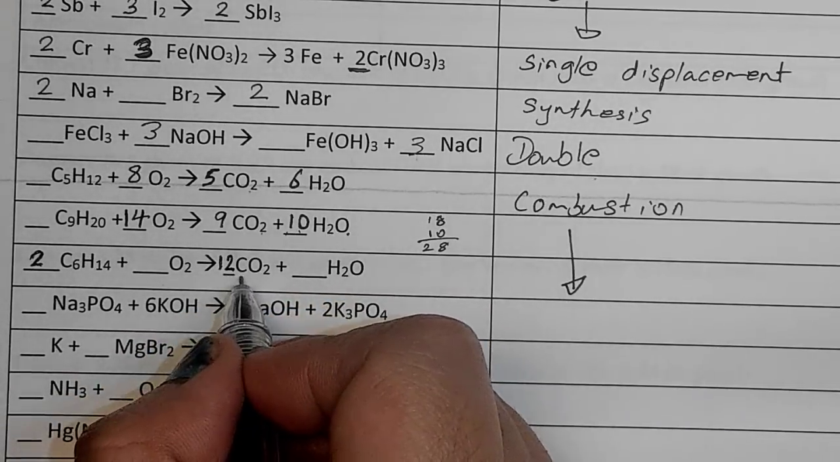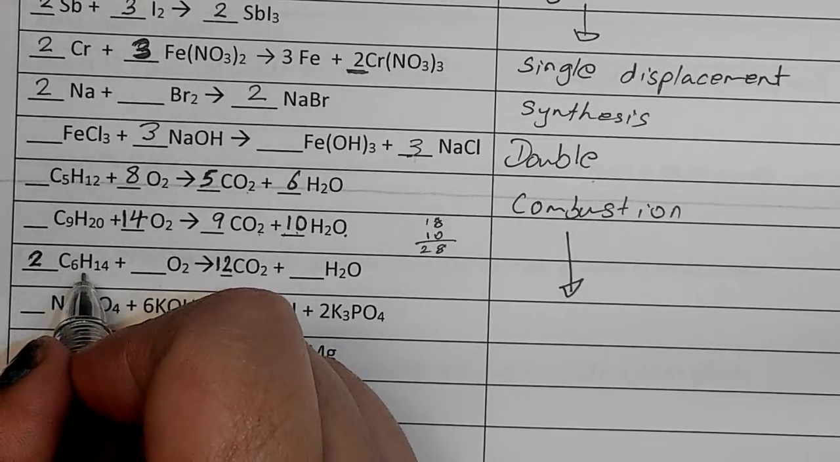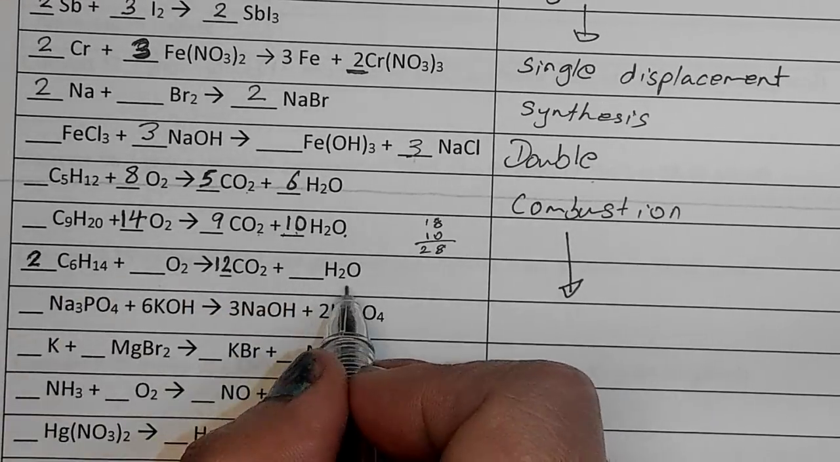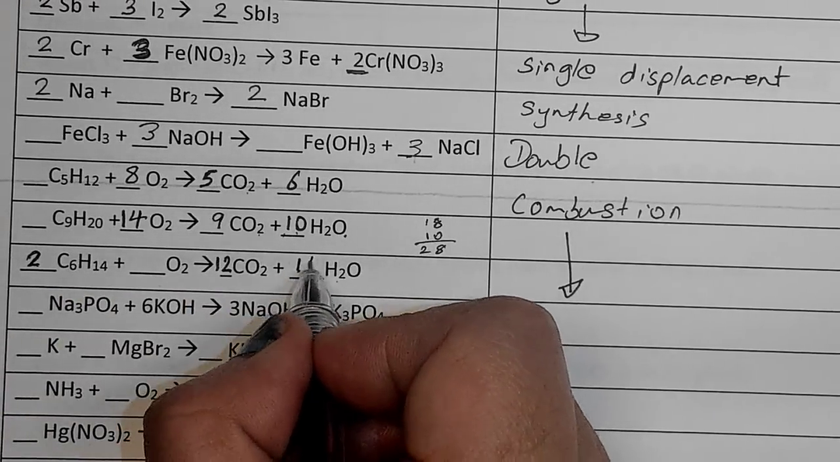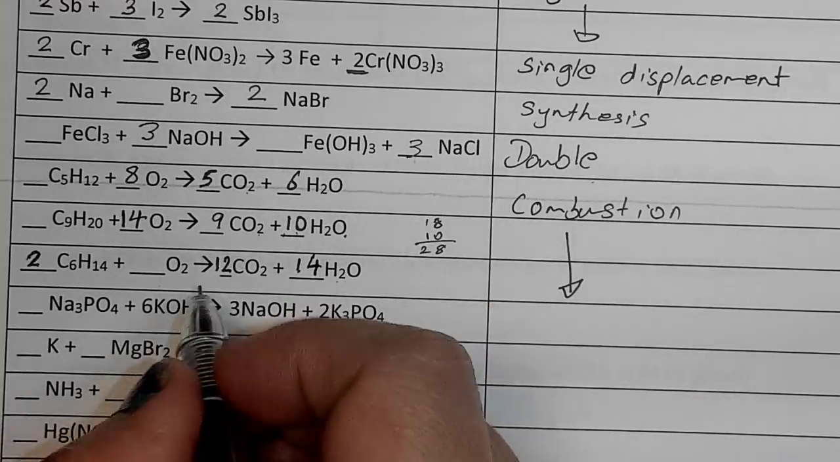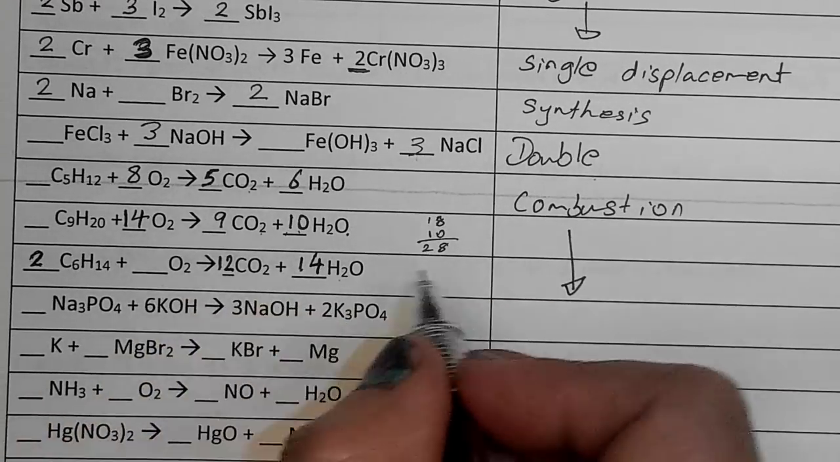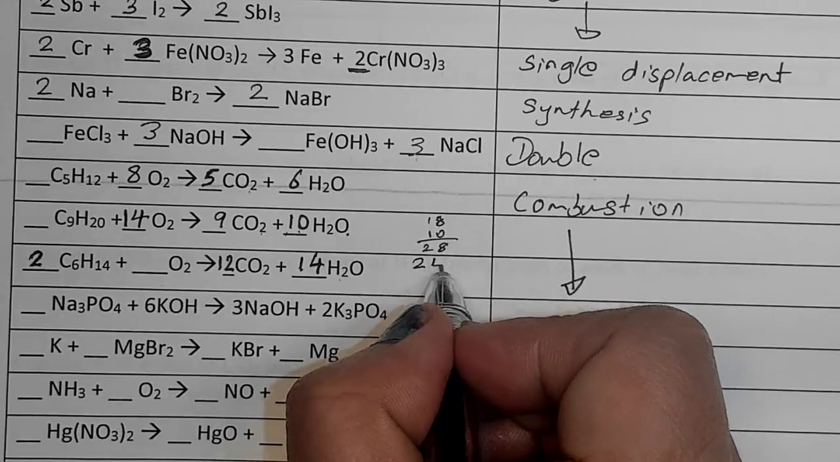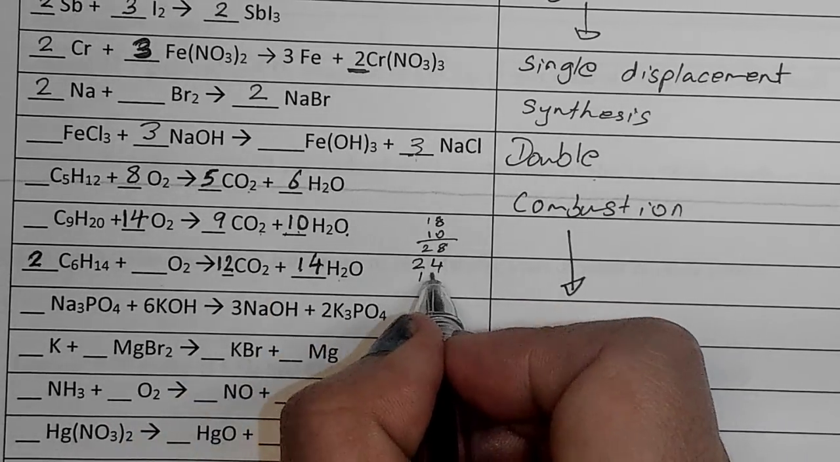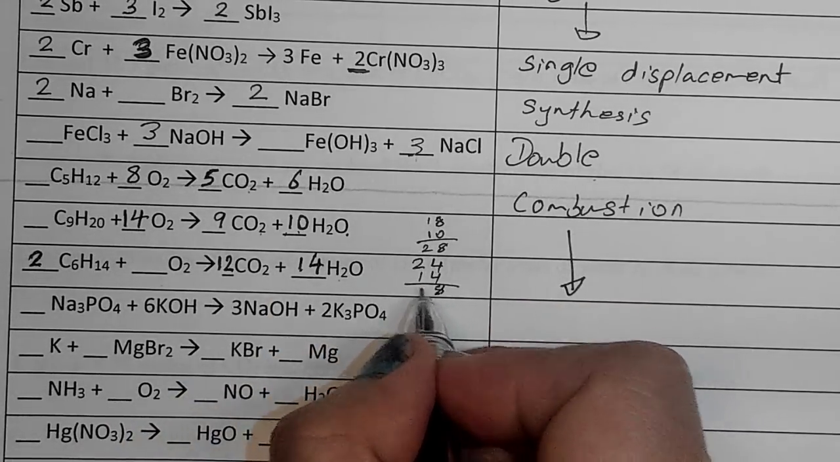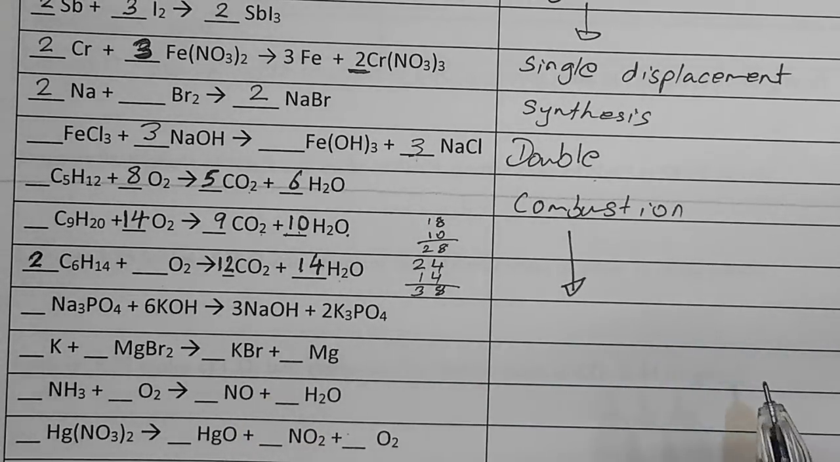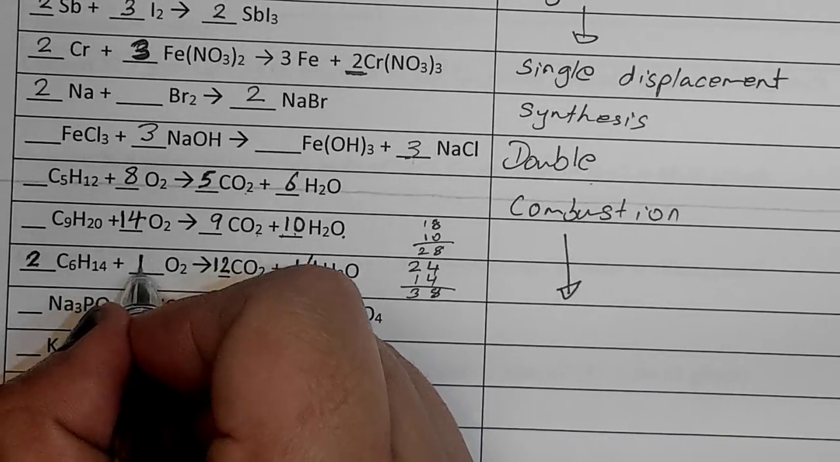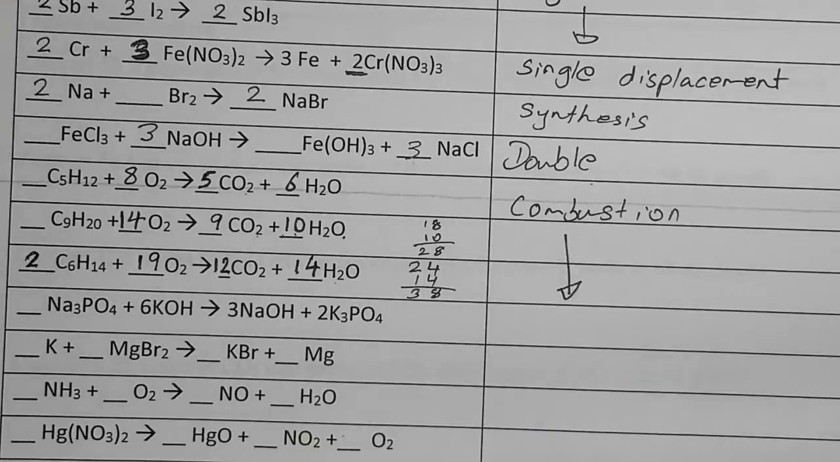12 carbon. H is 14 times 2, but here is 2, so times 14 there. So O here is 12 times 2, so that's 24 plus 14, that would be 38. That would be 19. 9 times 2 is 18. So yeah. Right.